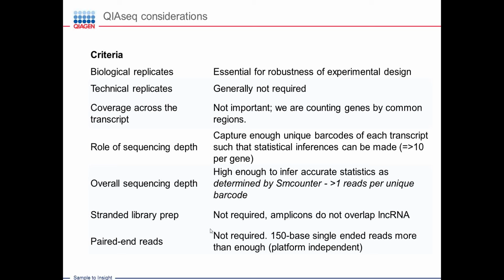We don't do a stranded library prep. The amplicons are designed to not overlap with known long non-coding RNAs. So by design, we're not reading semi-overlapping long non-coding RNAs. And the amplicons are short, so we don't actually have to do paired-end reads on an Illumina or on a PGM. We're doing single-ended reads. We're getting through sample barcode, random molecular barcode, and the sequence itself with a single-sided read.